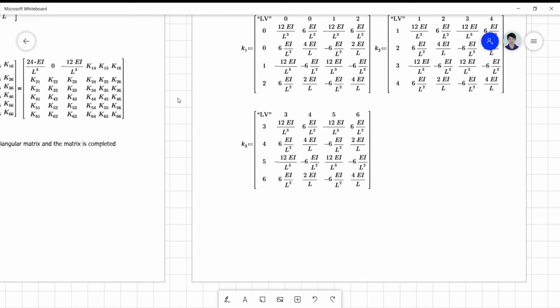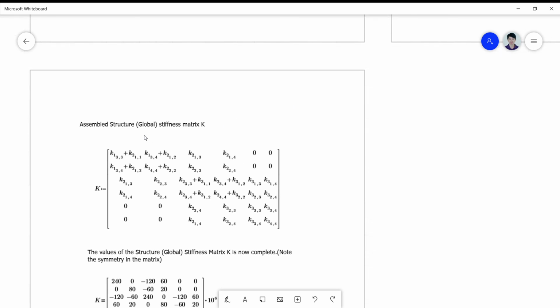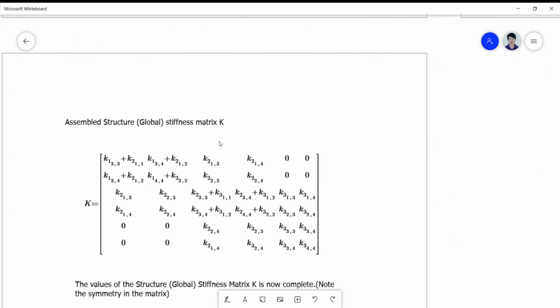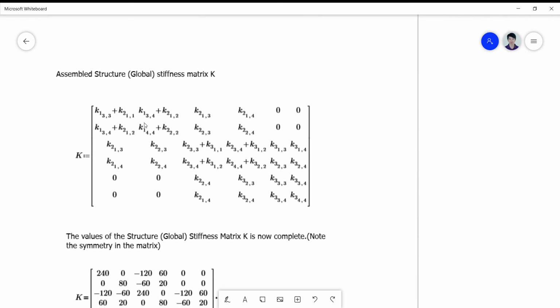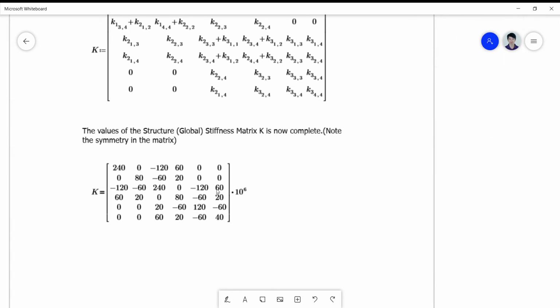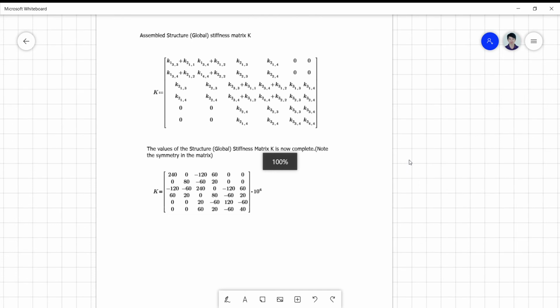Again, using similar procedure, we can now get the assembled structure global stiffness matrix K in this form. Take note that I only get the upper triangular matrix because this is symmetrical, and the lower off diagonal matrix will be simply the same as that of the upper off diagonal elements because of symmetry, and the values are readily solved by simply plugging in the formula, and then you get K equivalent to this one here.